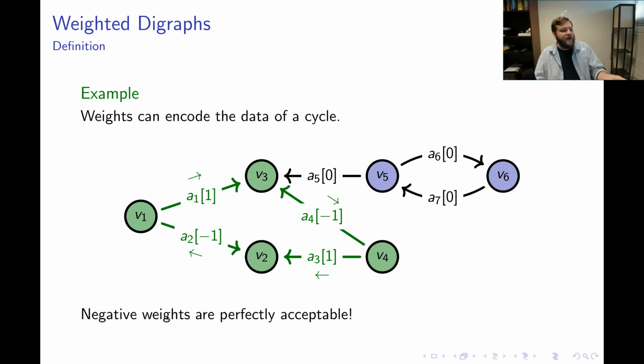And one thing I want to point out here is that negative weights are perfectly acceptable. We can use any scalar as a weight in a weighted directed graph.